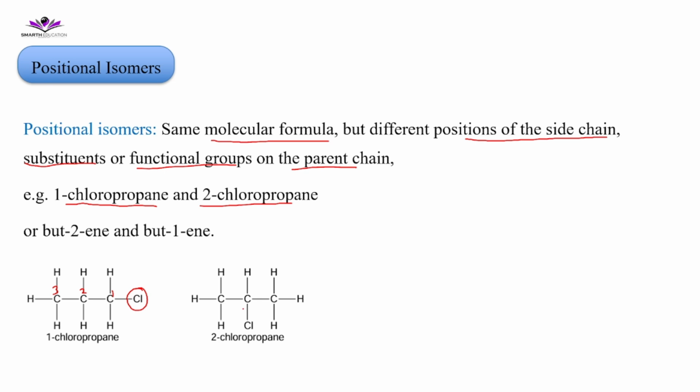And then what about here? We have carbon 1, carbon 2, carbon 3. We can name the carbons from any direction, even here 1, 2, 3 is like that. This chlorine atom is bonded to the second carbon. These ones are positional isomers because the functional group is on different carbons.